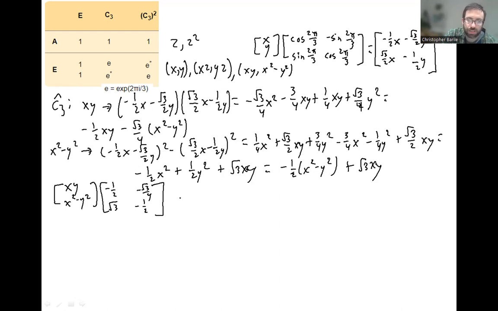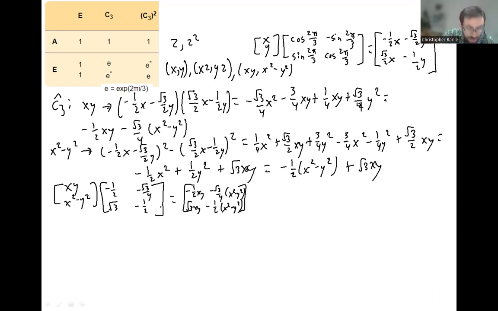-1/2. So again, just to be very clear, when we multiply this out, we get the results that we just got before. So this is where this came from. We get -1/2 xy minus √3/4. This is just matrix multiplication, right? The first column times this row, x squared minus y squared. And then we get √3 xy minus 1/2 x squared.